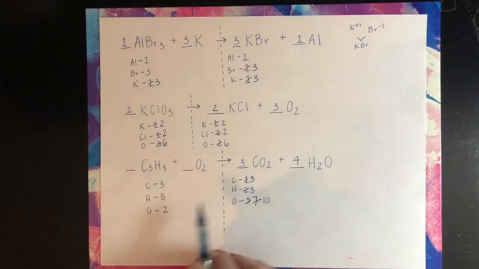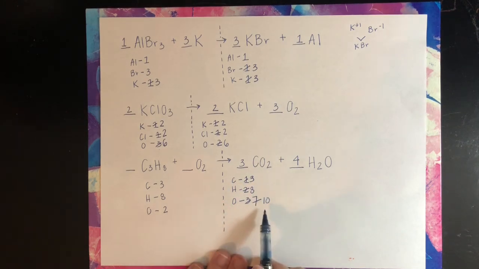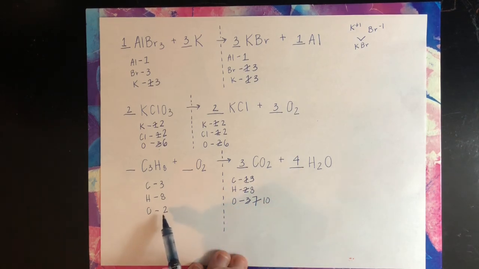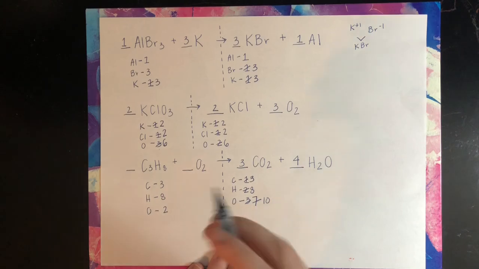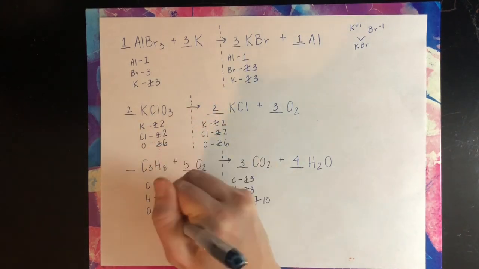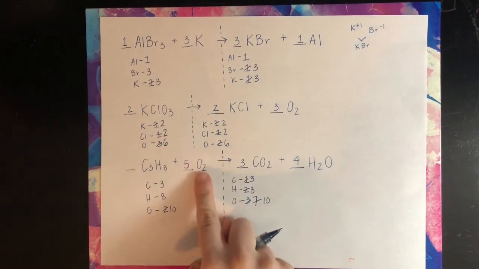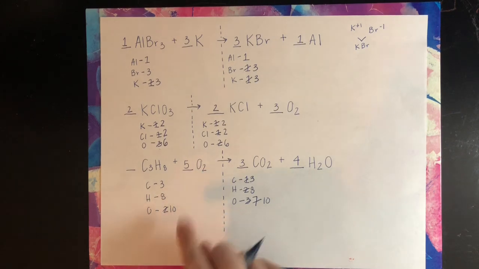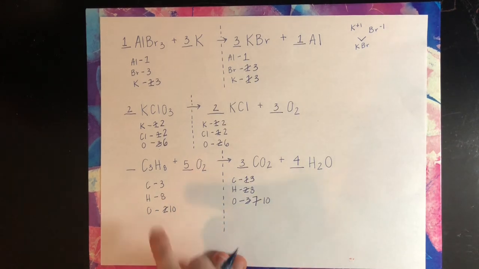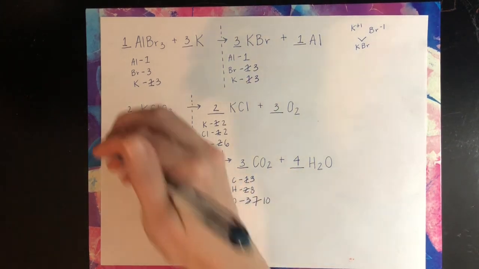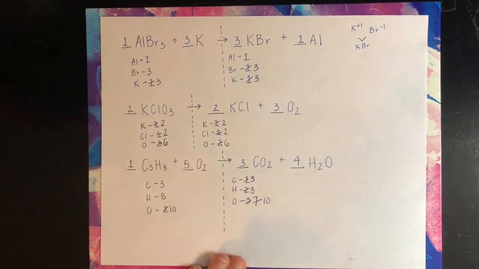Carbon is balanced, hydrogen is balanced. The only thing not balanced is oxygen. We have 2 on the left and 10 on the right. Thankfully, this is an even number, so I can multiply 2 by something to get 10. And that something is a 5. So if I multiply this by 5, I get 10 oxygens. Now, everything is balanced, so my final step is to fill in any blanks with a 1. And so that is the balanced equation for that combustion reaction.